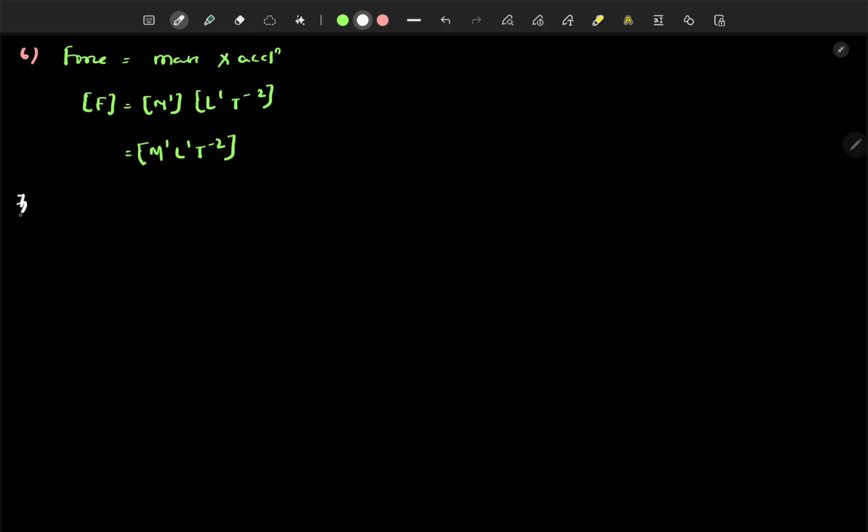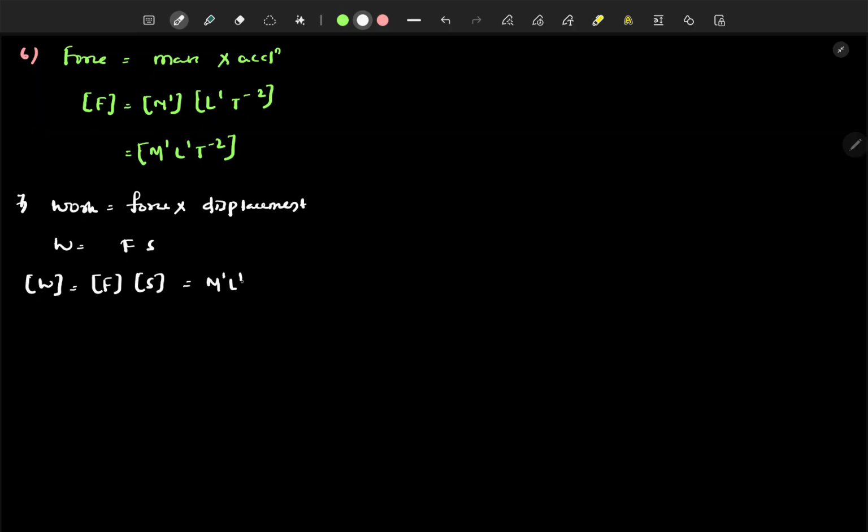Next, quantity 7, that is work. Work is equal to force into displacement. We can write W is equal to F into S. So the dimension of W is equal to the dimension of F into the dimension of S. The dimension of F is M1 L1 T minus 2, into the displacement dimension L1. So the final answer will be M1 L2 T minus 2.